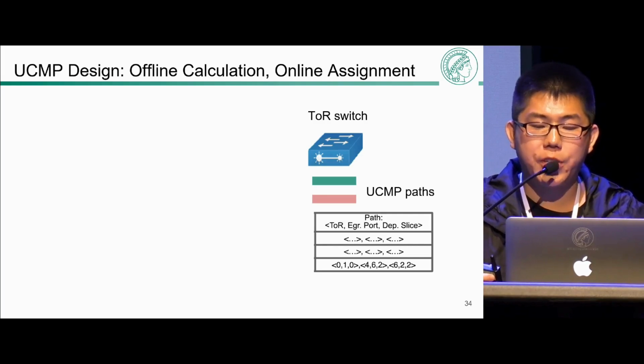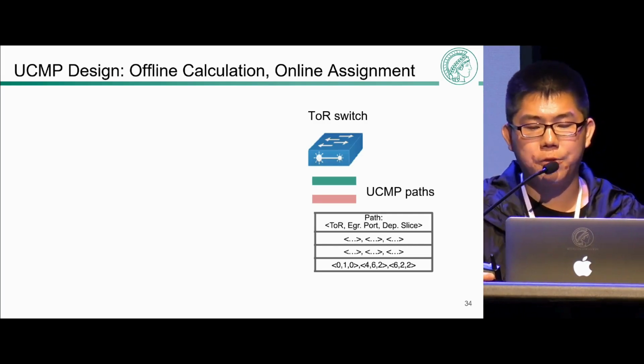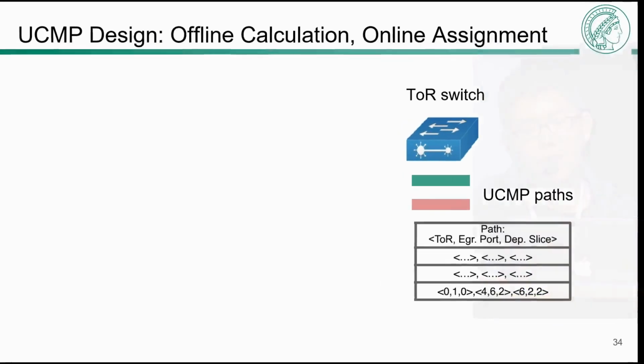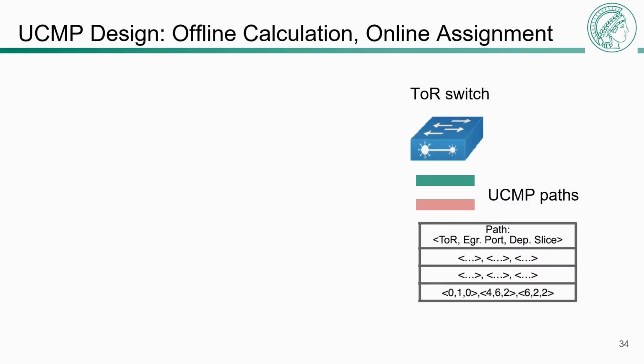Offline path calculation can simplify the system design. For online assignment, it is hard because the minimum uniform cost path is related to flow size and cannot be known in advance. UCMP path information is stored at ToR switches.